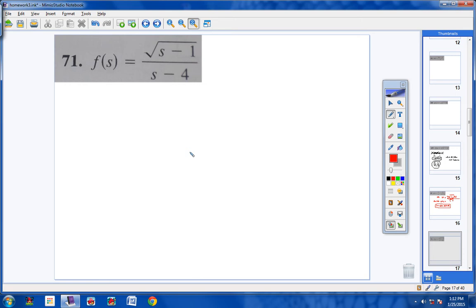Alright, now, this one's going to be pretty tough, so let's pay attention here, okay? First of all, for my denominator here, s cannot equal 4, because 4 minus 4 is 0. Up here, we're going to have to take s minus 1 and say that this whole radicand must be greater than or equal to 0. Bring your negative 1 over, make it a positive 1, and we have s is greater than or equal to 1. So, my domain is all real numbers greater than or equal to 1, except 4.